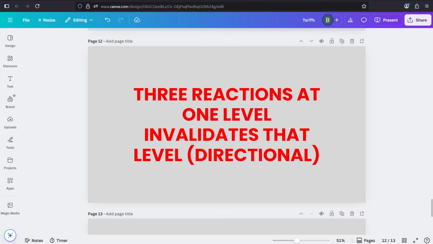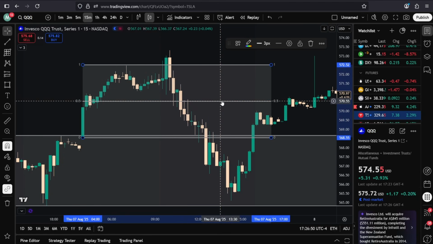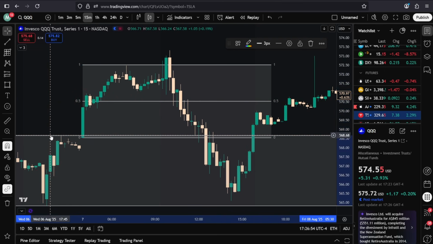And the last adjustment for the video: 3 reactions at one level invalidates that level directionally. I'm going to use Thursday, August 7th to review this. We have our London 50 drawn in. We have our previous day's 50 drawn in again, just for level reactions, no longer using it for the bias. And then we are no longer trading that opening 15-minute candle.